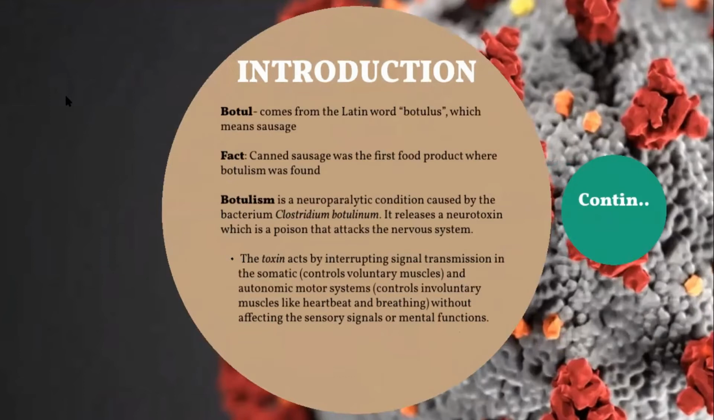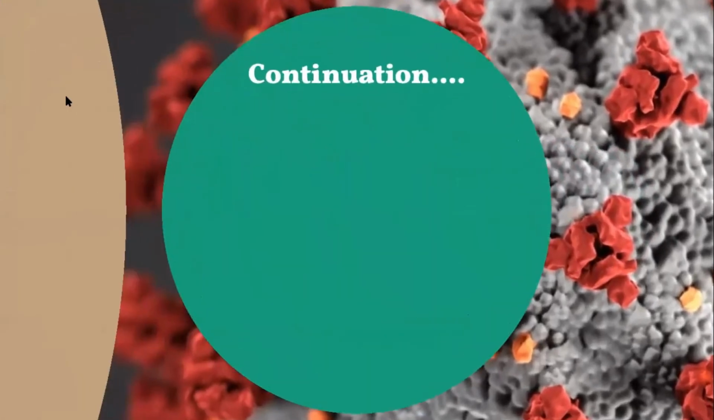Fun fact, canned sausage was the first food product where botulism was found. Botulism is a neuroparalytic condition caused by the bacterium Clostridium botulinum. It releases a neurotoxin, which is a poison that attacks the nervous system. The toxin acts by interrupting signal transmission in the somatic system, which controls the voluntary muscles, and the autonomic motor systems, which control the involuntary muscles like heartbeat and breathing, without affecting the sensory signals or the mental function.